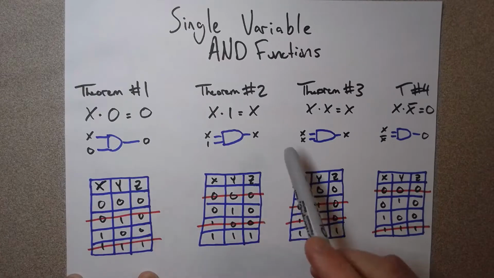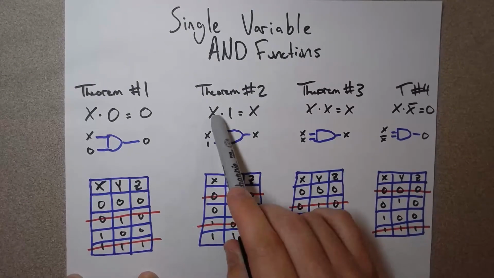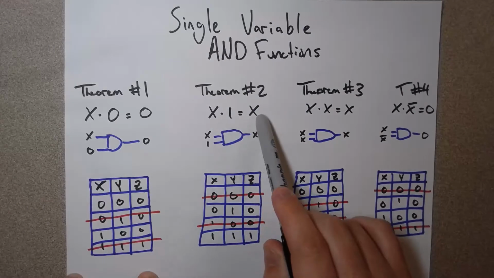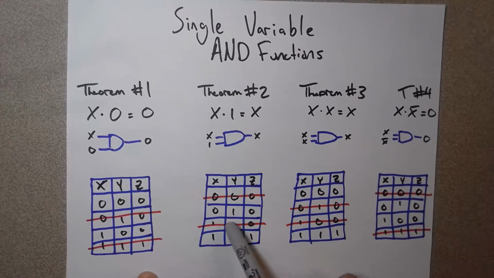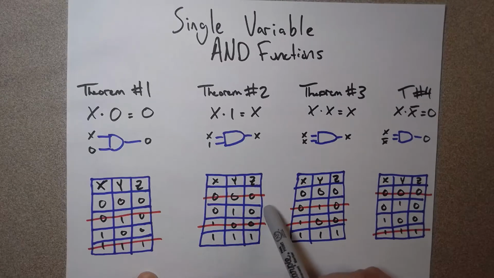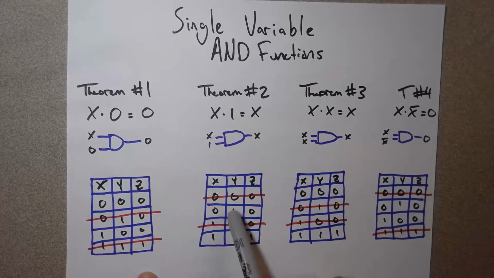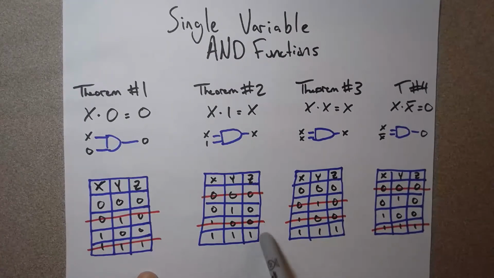Okay. Our second theorem, theorem number 2 for our AND functions here, x and 1 is equal to x, right? So we can see that here. No matter what x is, if the other one is 1, it's going to be equal to what x is. So if x is 0, 0 and 1 is going to be 0, but 1 and 1 will be 1.